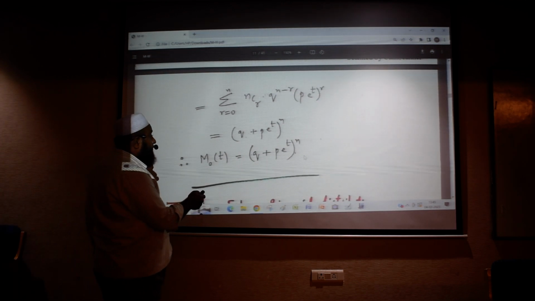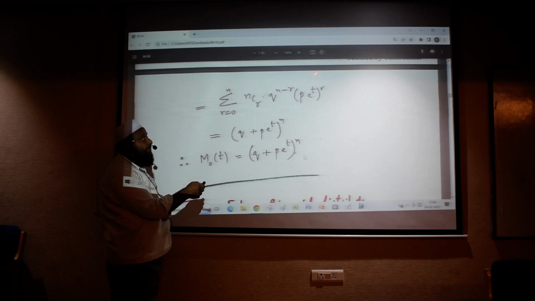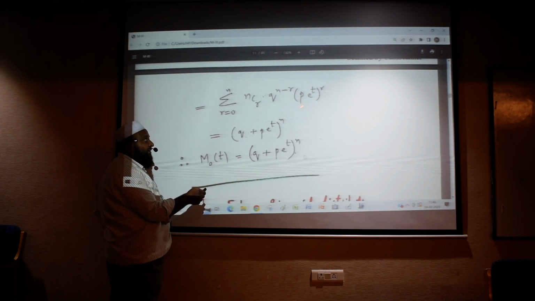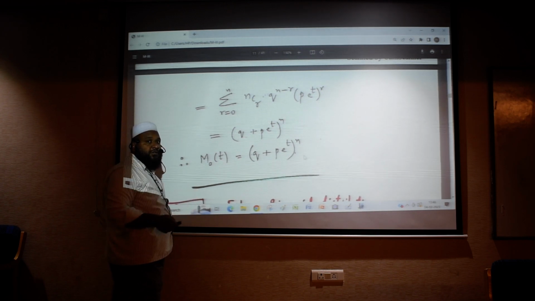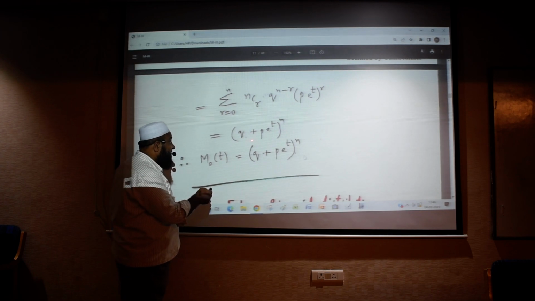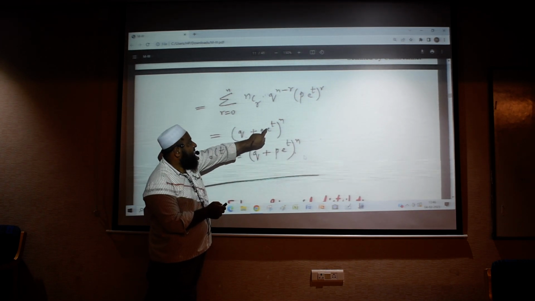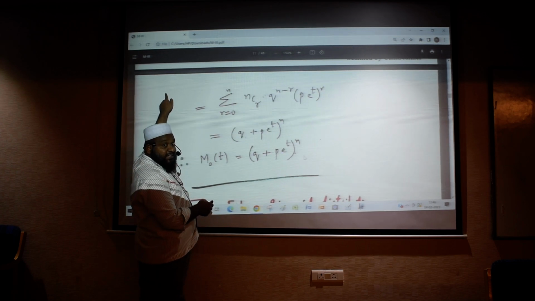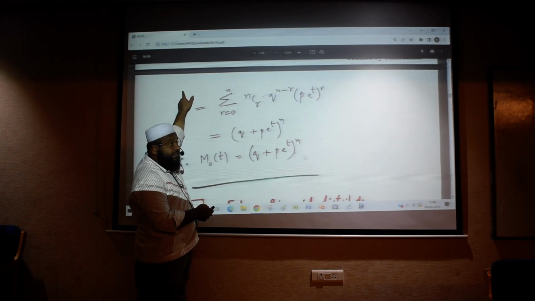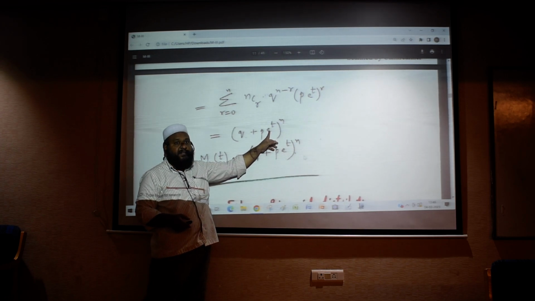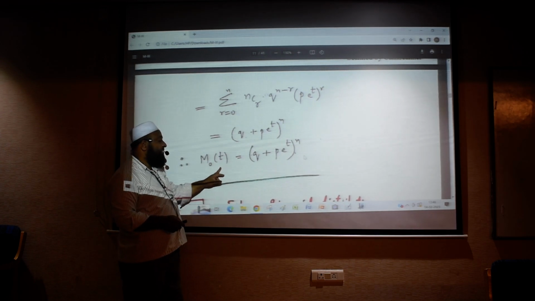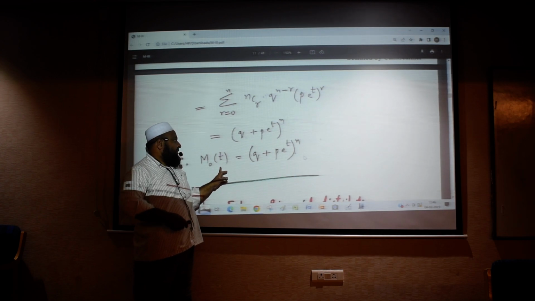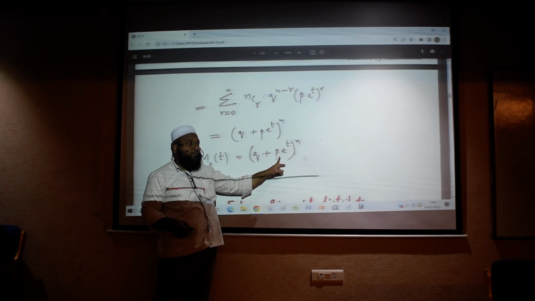Now you see, I have written q first and combined p with e to the power of t, whole to the power r. So this complete summation is nothing but the binomial expansion of q plus p e power t whole to the power of n. This is the moment generating function. The t that we wrote in M naught of t has come here. So the moment generating function is q plus p e power t whole to the power of n.